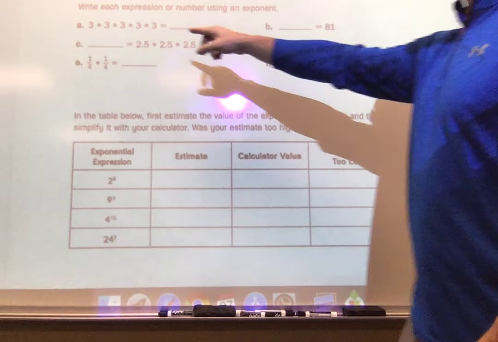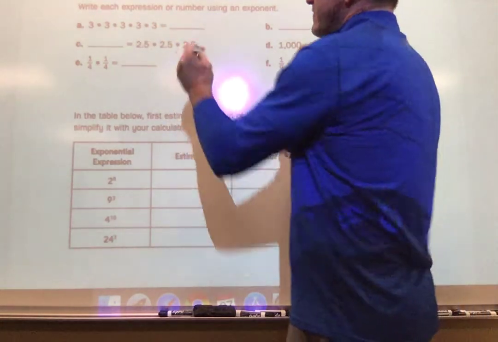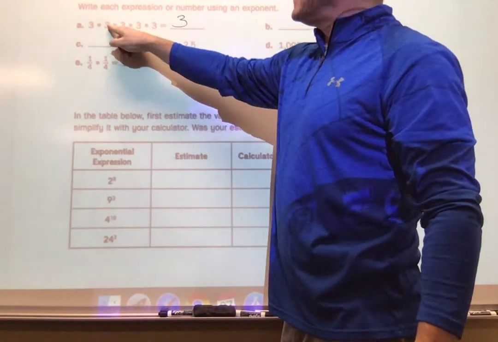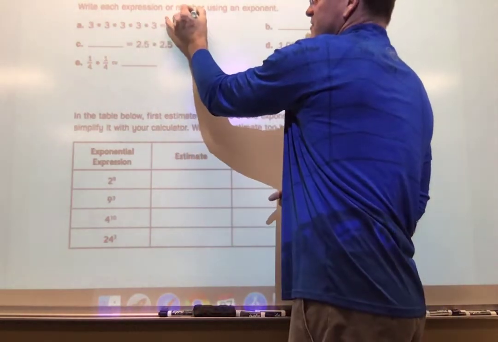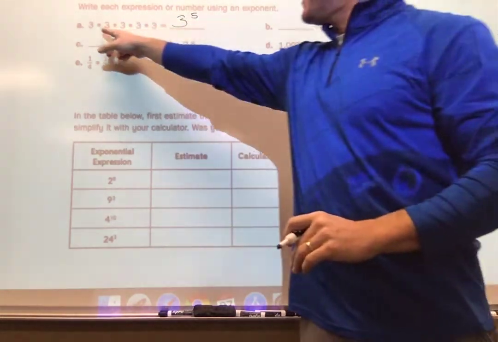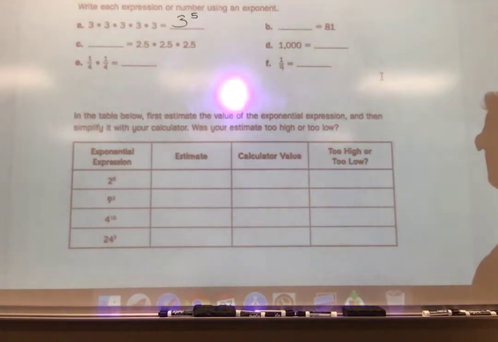So remember, we learned with exponents, when the 3 is repetitive here, that's the base. So we have 3, and then count how many 3's you have. 1, 2, 3, 4, 5. So this would be 3 to the 5th power. And that just means we multiply those 5 3's all together. So 3 to the 5th power there.